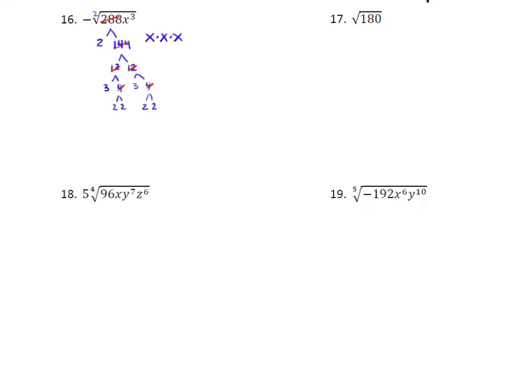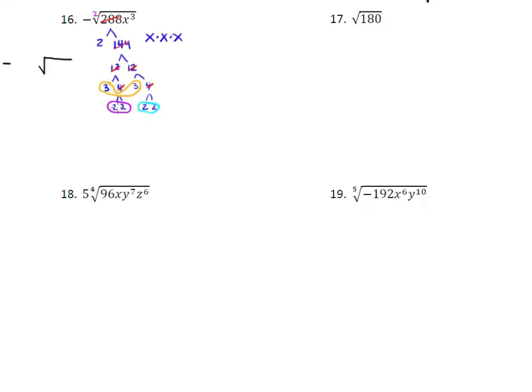Now I'm going to draw my square root sign. I already have a negative out front, so I want to make sure I put that out here. Now let's see what we have for pairs. I'm looking for things that appear twice. I've got a bunch of 2s. These 2s are right next to each other, so I'm going to circle those. There's a group of 2s. I've got another group of 2s right here. I've got a group of 3s right here. They're away from each other, but that's okay. They don't have to be next to each other.